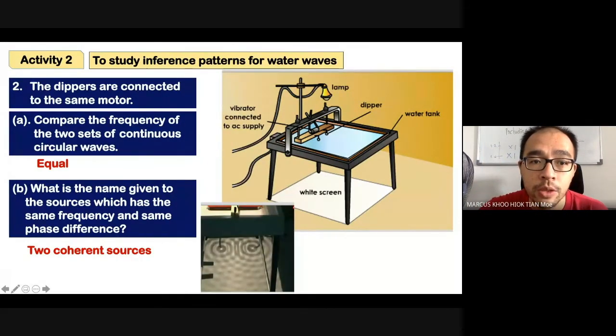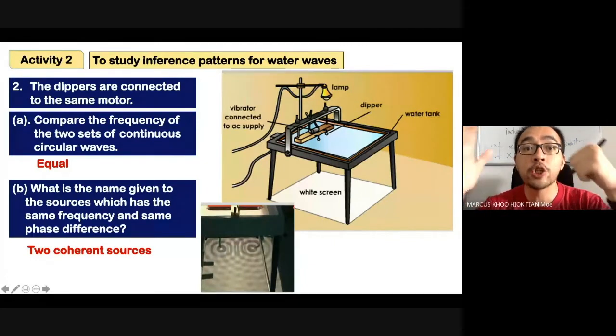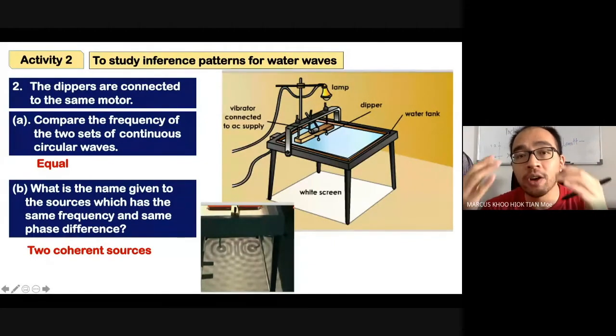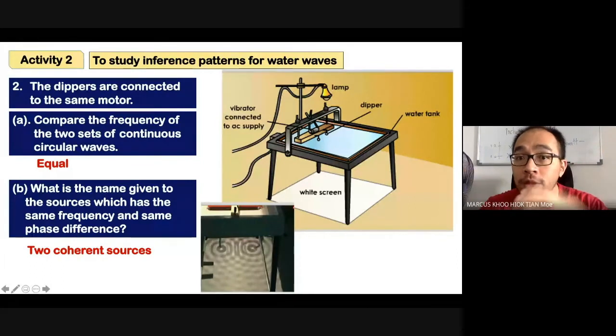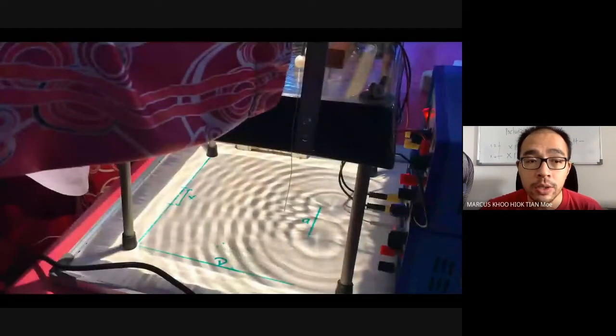This is what it will look like if I turn on this lamp on top here. You will see the two coherent sources, and each source is going to have a wave of its own, and the waves are going to interact. Not interact, the word is superpose. The waves are going to superpose, they're going to overlap, but we call it superpose, and interference is going to happen.